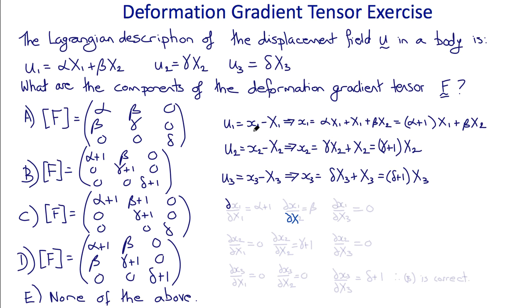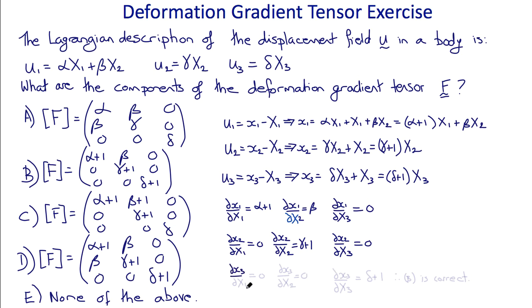So now taking partial derivatives of each of these functions, little x1, 2, and 3, with respect to big X1, 2, and 3, we get del little x1 del big X1 equals alpha plus 1, del little x1 del big X2 equals beta, del little x1 del big X3 equals 0. This is the first row of the deformation gradient tensor. Del little x2 del big X1 is 0, del little x2 del big X2 is gamma plus 1, del little x2 del big X3 is 0.